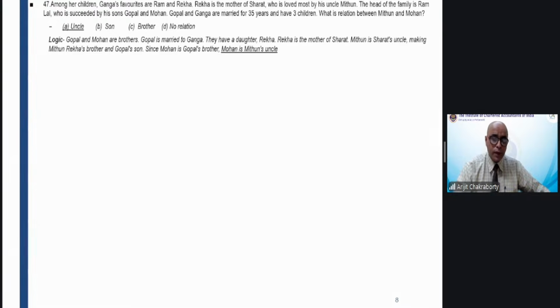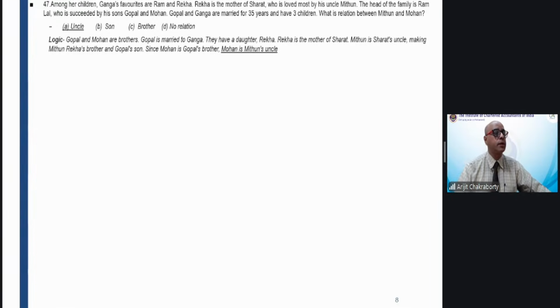Obviously, from the name, we can understand Rekha is female, Ram is male. That is, Ram and Rekha are siblings. Rekha is the mother of Sharat. And it is given that Sharat is loved most by his uncle Mithun. Yani Sharat ka mummy kaun hai? Sharat ka maa kaun hai? Rekha. Sharat ka chacha kaun hai? Mithun. Yani we can see Mithun is the brother of Rekha.